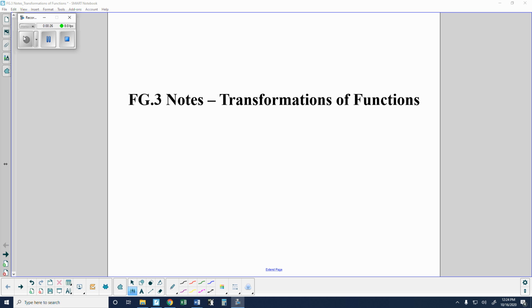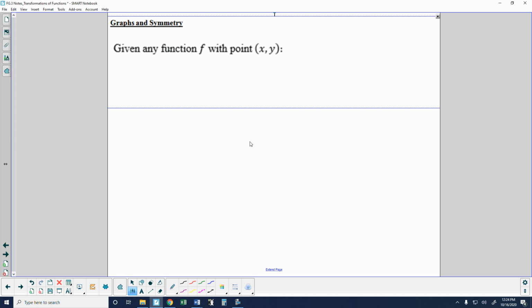You did a lot of work with transformations in geometry, and so we're going to carry over some of those ideas that you had in geometry now into Algebra 2 and see their application in essentially graphs. So let's start with the idea of symmetry.